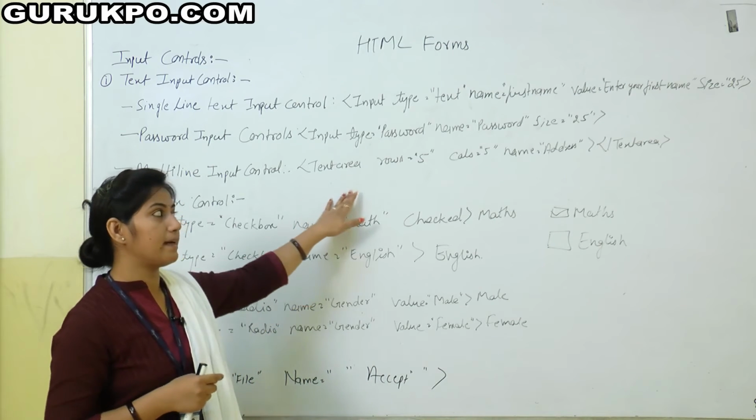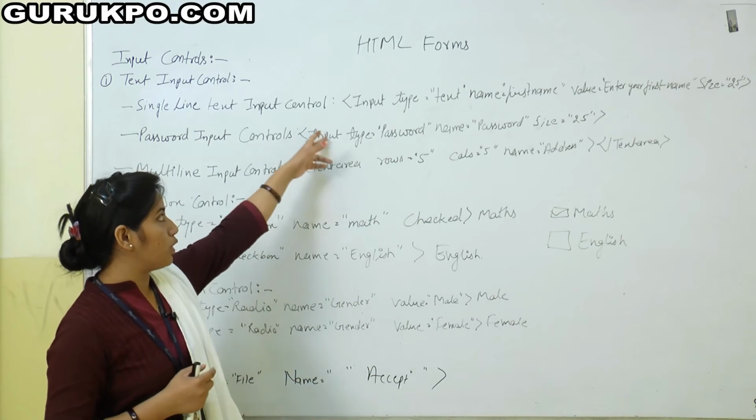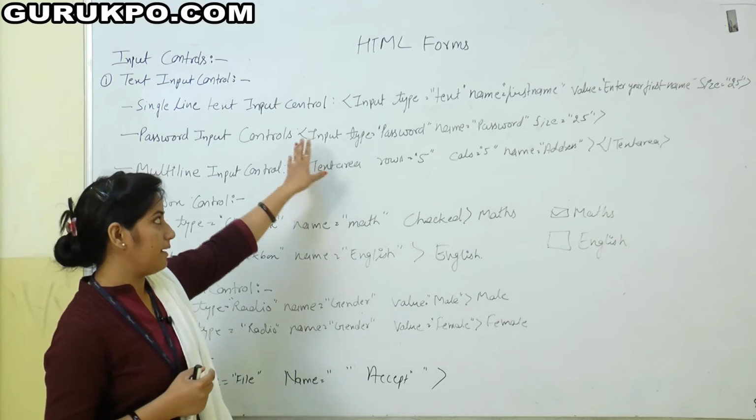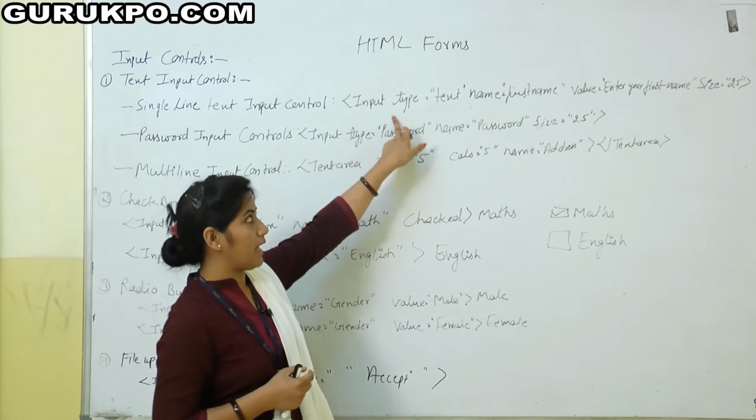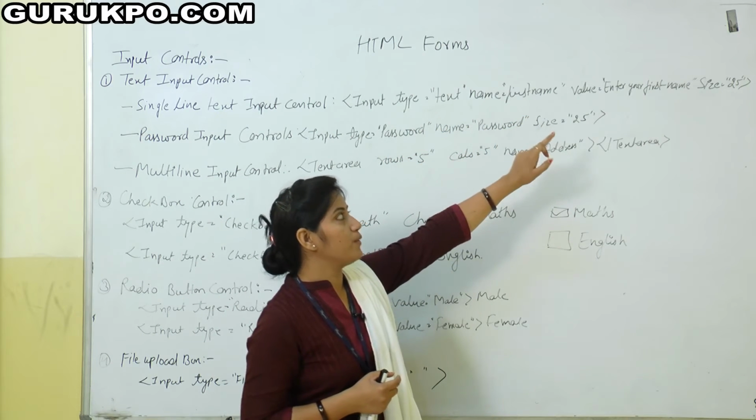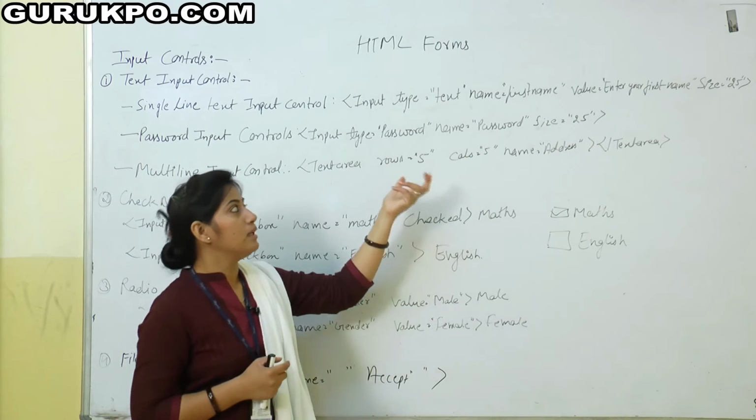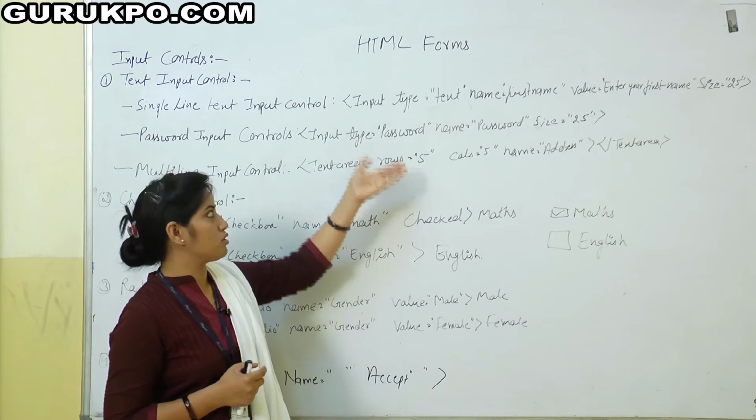It is a container tag. It has a starting tag and closing tag. The other two input controls don't have any closing tag. Then these are entity tags. For example, if I take input type text, name first name, value enter your first name and size 25. It is a text for the input type control. It will be used in the second one also and the third one also.